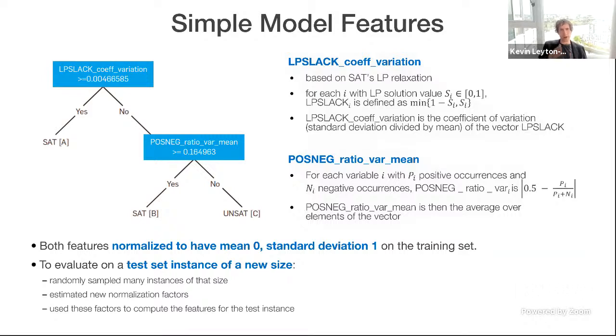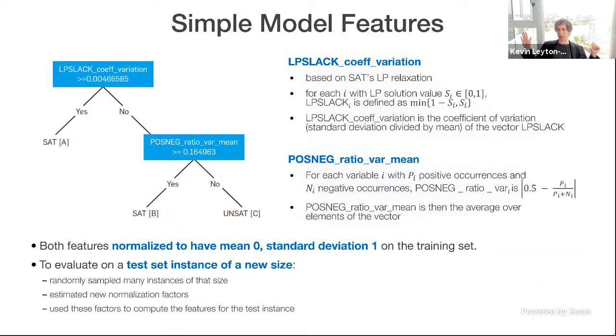When we evaluate on instances of a new size, this normalization would presumably change. So here's how we do that without cheating. I have a model that was trained only on 100 variable instances, and then you give me like a 700 variable instance that I've never seen before. I don't know what the normalization is to get back to mean 0 and standard deviation 1. So what I do is I generate many, many instances at that size, which I can do because it's uniform random 3 SAT. I can generate anything I like.